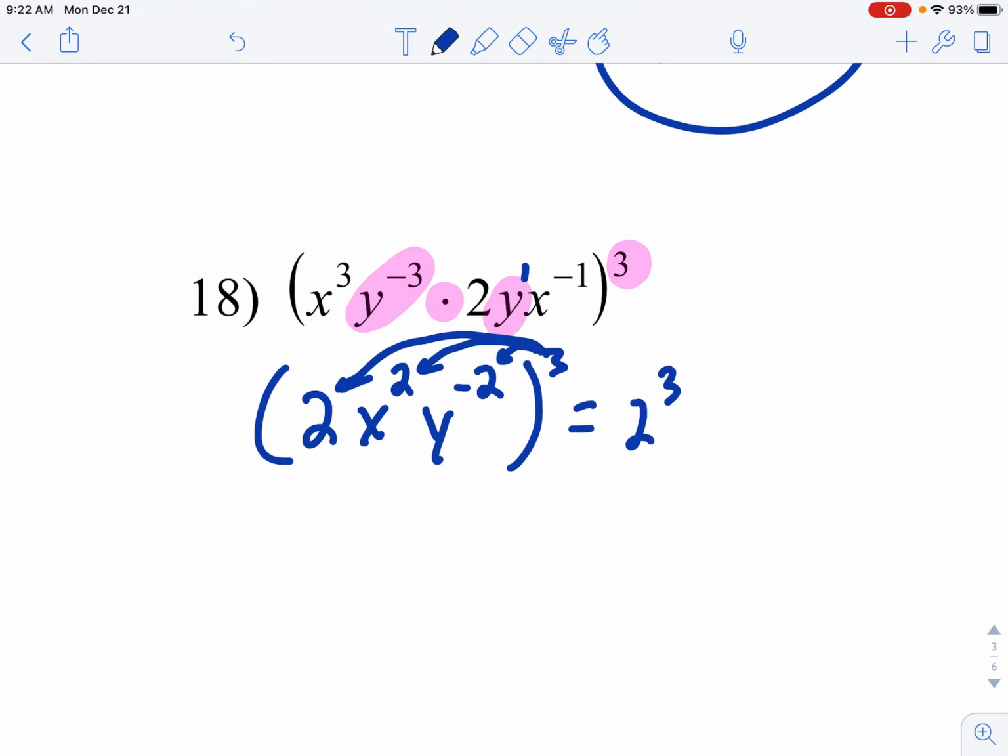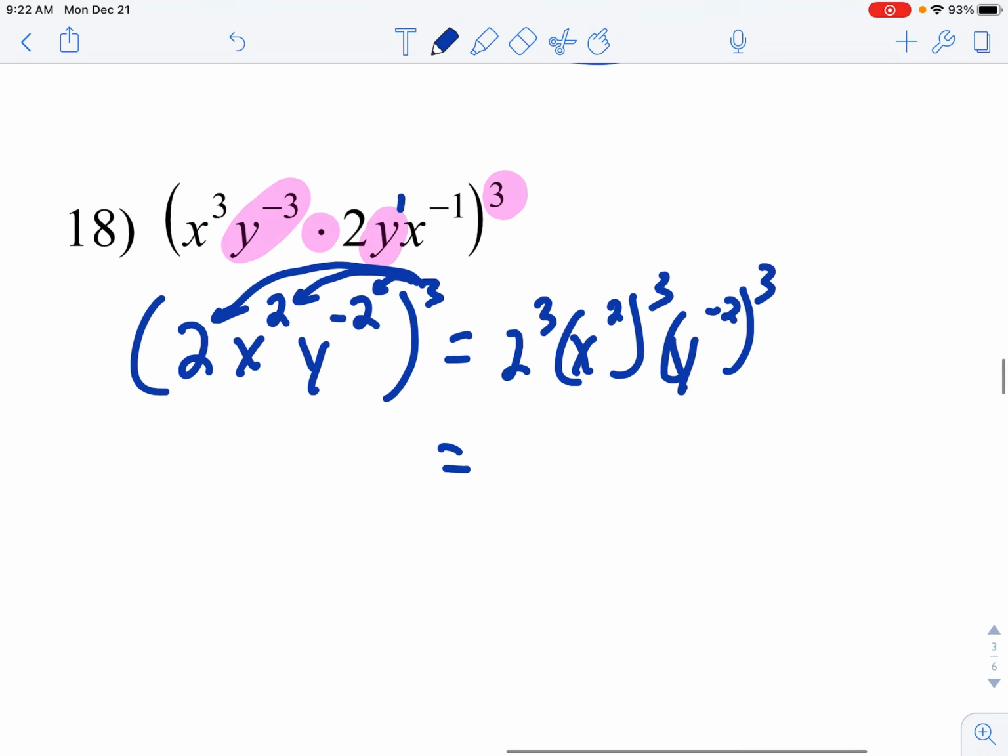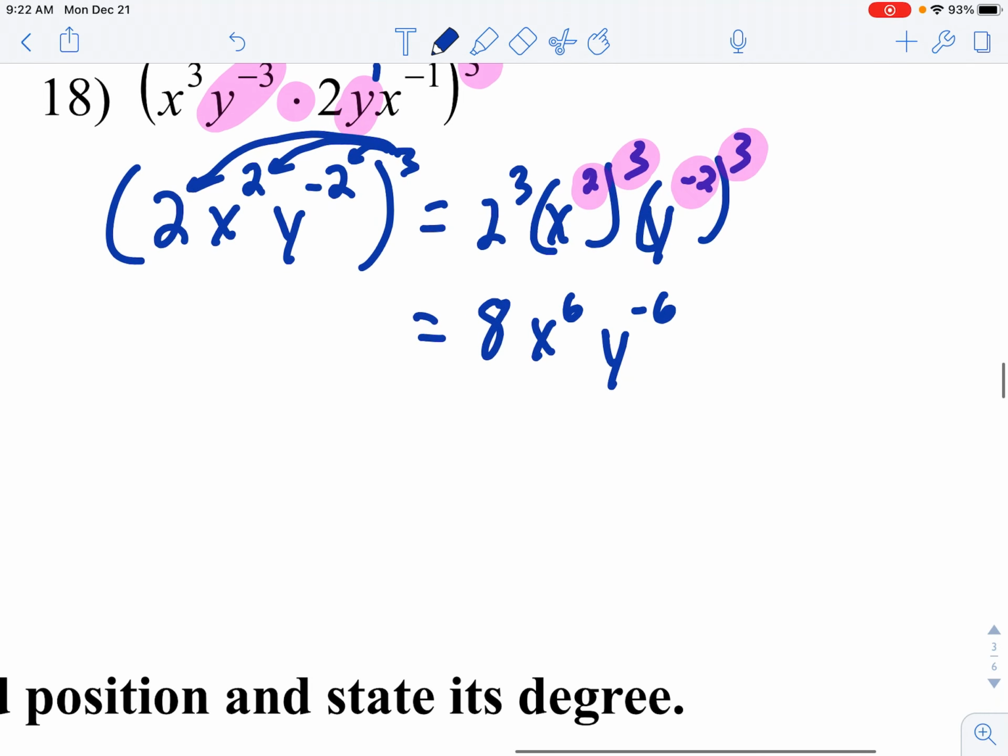2 to the third, x to the second to the third, y to the negative second to the third. A lot of steps here. 2 to the third, 2 times 2 times 2 is 8. X to the second to the third, you multiply those, that's x to the sixth. Same thing here, y to the negative second to the third, you multiply those, that's y to the negative sixth. And now I can go ahead and deal with that negative exponent.